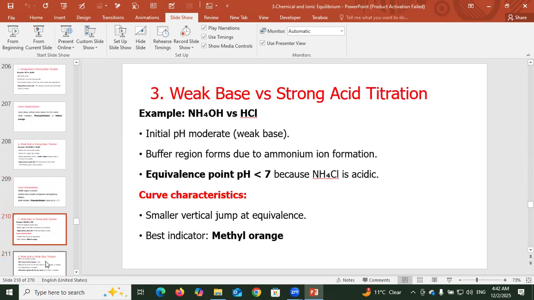Weak base versus strong acid titration, for example, ammonium hydroxide versus hydrochloric acid. Initial pH moderate, weak base. Buffer region forms due to ammonium ion formation. Equivalence point pH is less than 7 because ammonium chloride is acidic. Smaller vertical jump at equivalence. Best indicator: methyl orange.